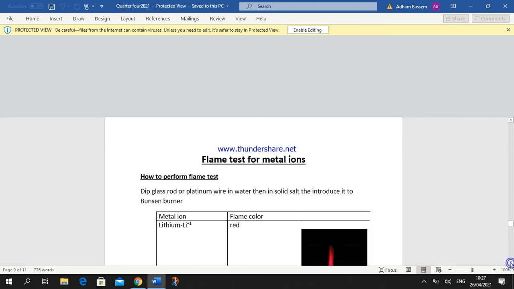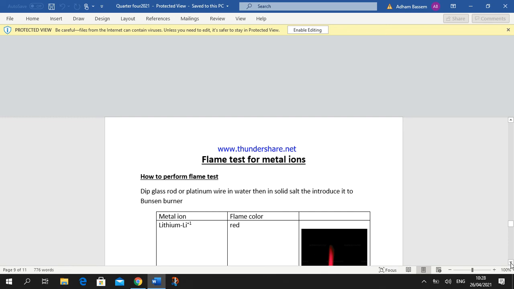The last test, the flame test for metal ions. In this lesson, we describe how to use flame tests to identify different metal ions, if we have a solid salt in the lab. Procedure. First step, we dip a glass rod or platinum wire in water, then in the solid salt, then introduce it to the Bunsen burner. Second step, the color of the flame can be used to identify the metal ion.